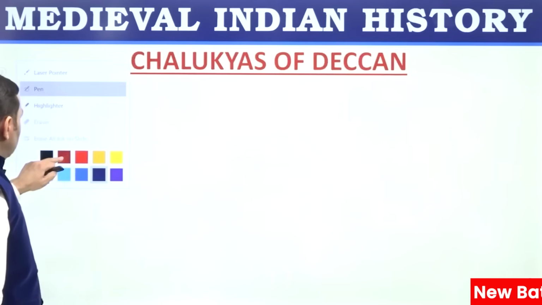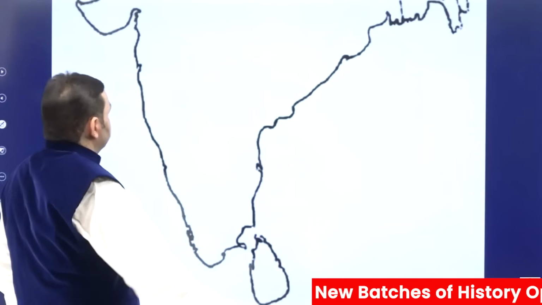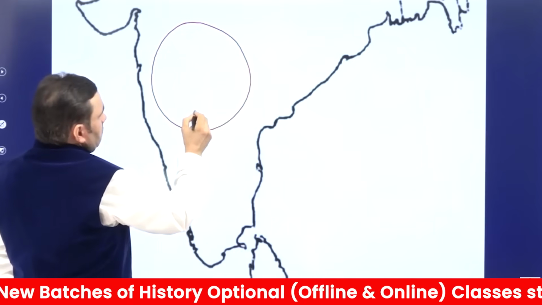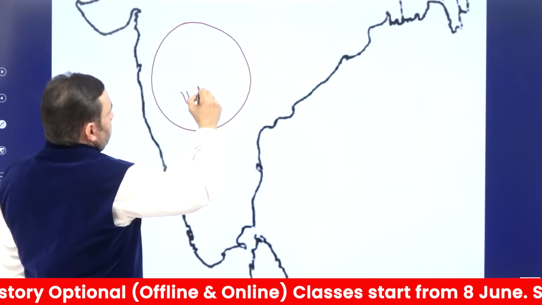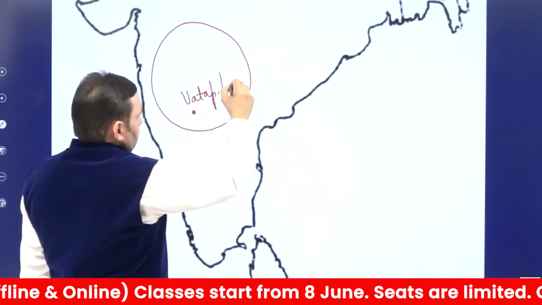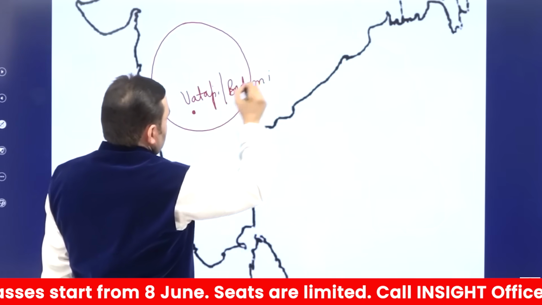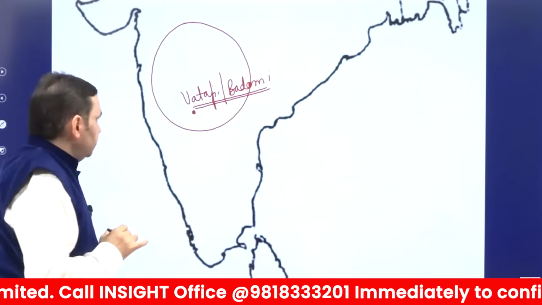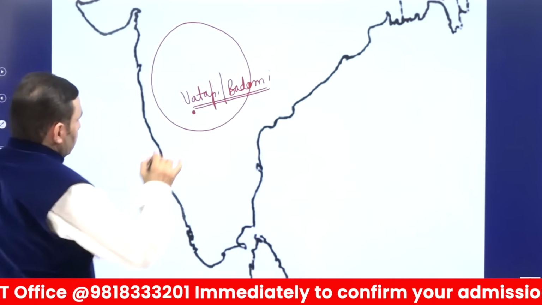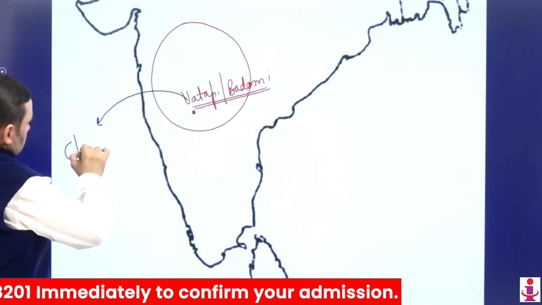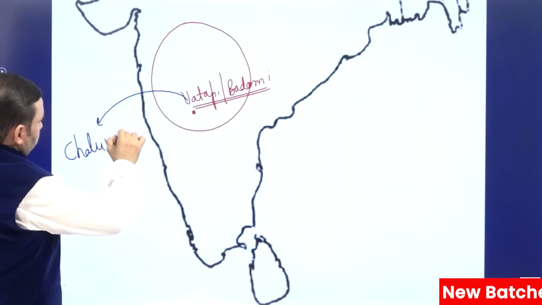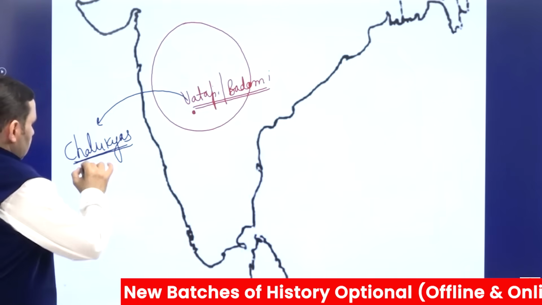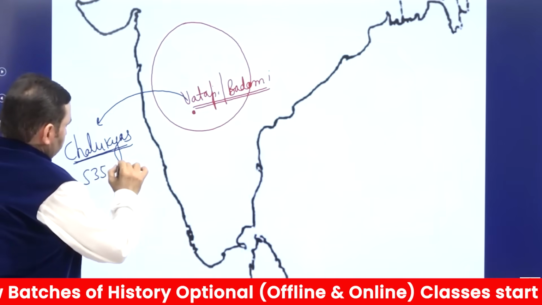Chalukyas of Deccan. Now try to see the issue of Deccan. Deccan means northern parts of peninsular India. The capital of Chalukyas was Vatapi or Badami. Same place, two different names. Chalukyas of Gujarat were different. Chalukyas of Deccan were different. Their time period was from 535 to 753.